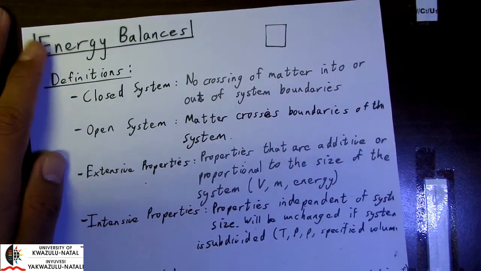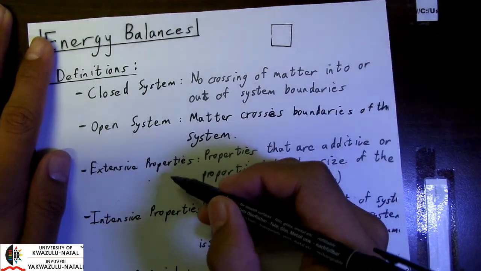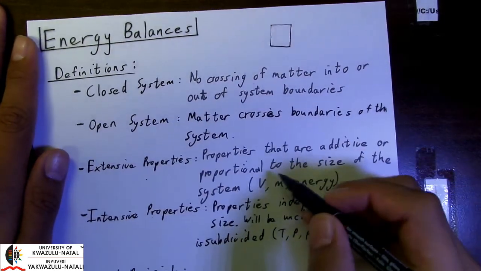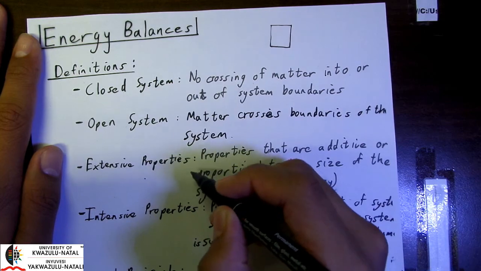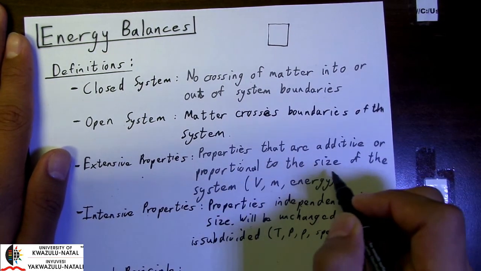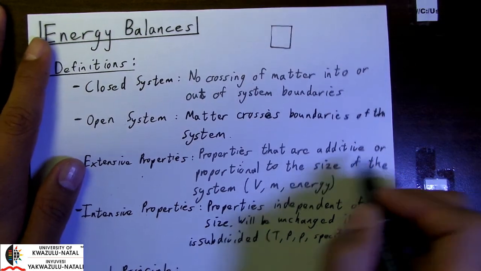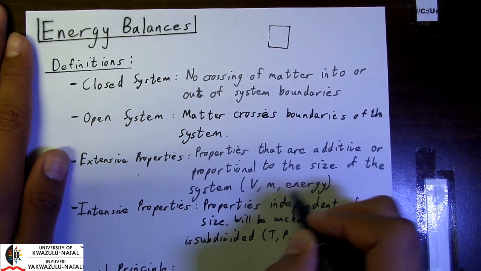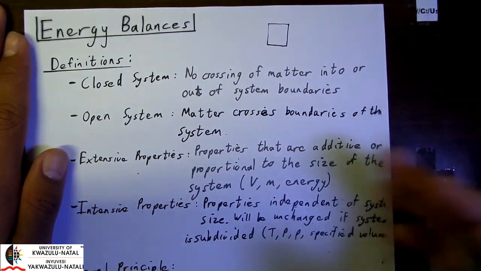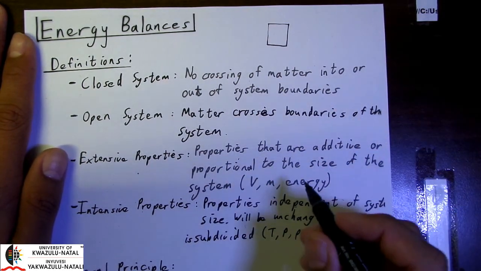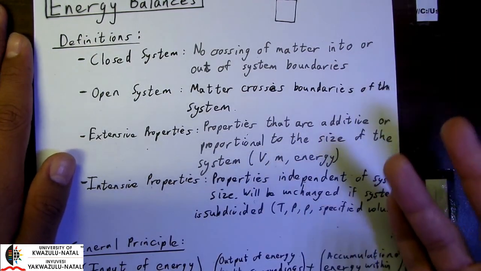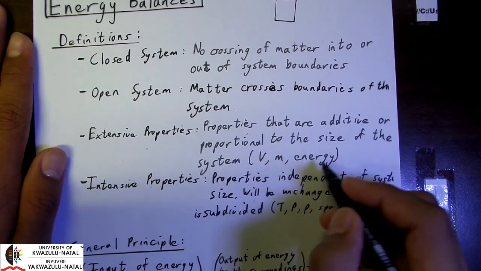Okay, and then let's look at properties which we can classify as extensive or intensive properties. Extensive properties are properties that are additive or proportional to the size of the system. For example, volume, mass, or energy. This is of course additive and dependent upon the amount or the scale of the system. So your mass will increase if you have more matter in your system, and same with your volume as well as your energy.